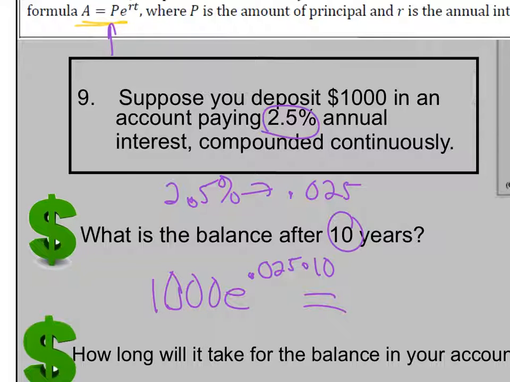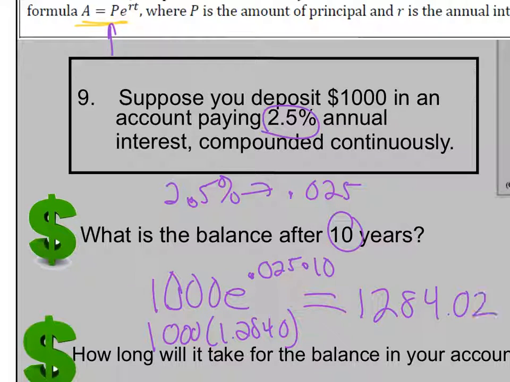So when I'm looking at this, I'm just going to multiply it all out. So e raised to 0.025 times 10 is going to give me 0.25. So when I do that, I'm going to get 1,000 times 1.2840. So that means that's going to be 1,284.02. There's my answer.